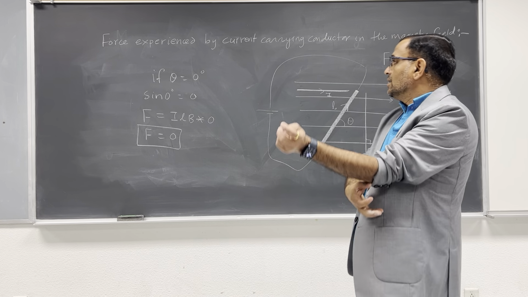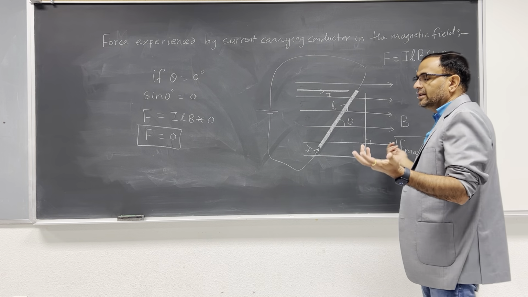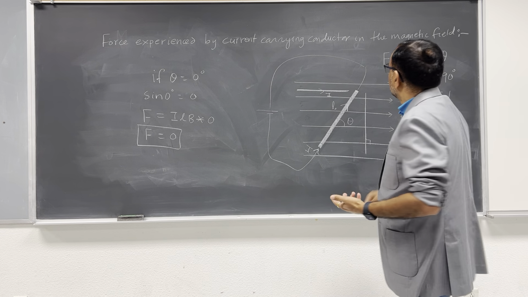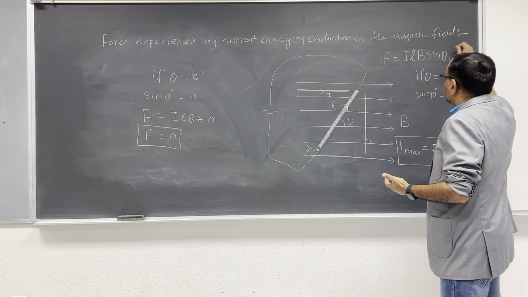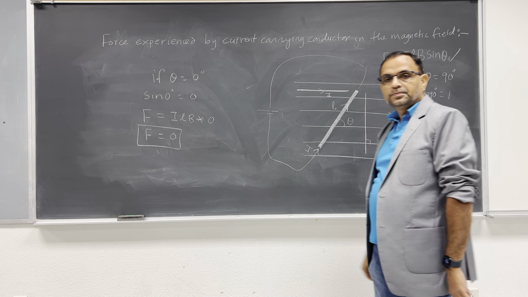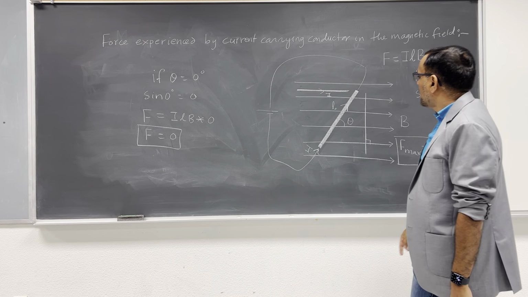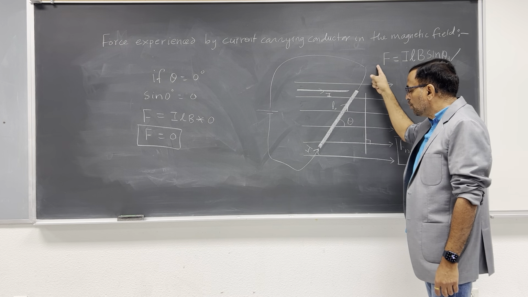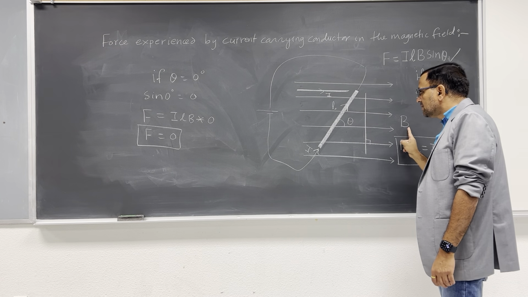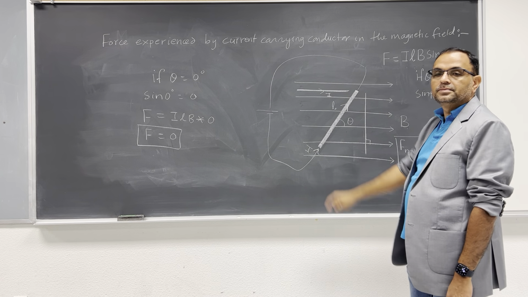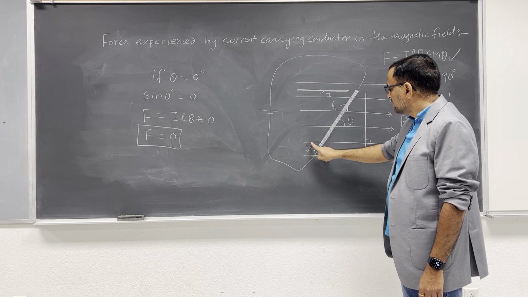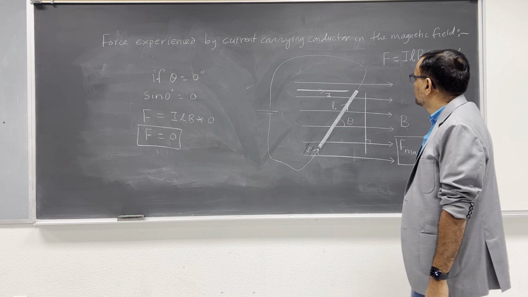And if you have some other angle like 20 degrees, 30 degrees, 40 degrees, simply plug the value of theta here, then you can get the force. So here we have a force, we have a magnetic field, we have a current. This is the current I.